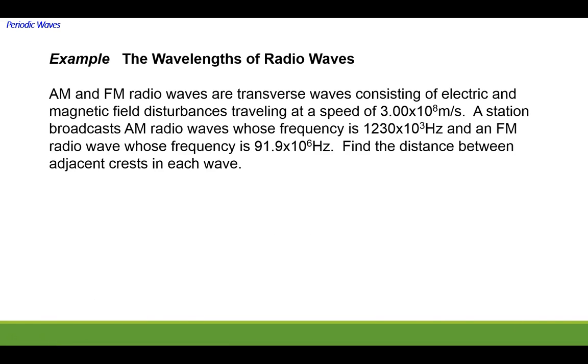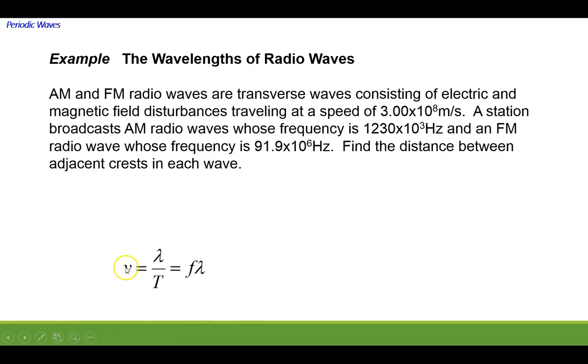So let's try an example. AM and FM radio waves are transverse waves consisting of electric and magnetic field disturbances traveling at the speed of 3.0 times 10 to the 8th meters per second. A station broadcasts an AM radio wave whose frequency is shown here, and an FM wave whose frequency is shown here. Find the distance between the adjacent crests. So that's really just a fancy way of saying, what's the wavelength?